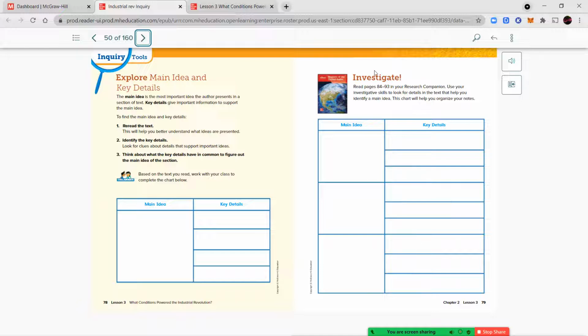Now, for the next page, on page 79, we're going to read pages 84 to 93 in our research companion. That's our textbook. And we're going to use our investigative skills to look for details in the text that will help you identify a main idea. And we're going to use the chart or graphic organizer down here to fill it in. So we're going to have 3 main ideas, which I will give you at the end of our reading. And then you will go in and fill in the key details that are related to those main ideas. So each main idea, you need to find 3 details that are related to it.